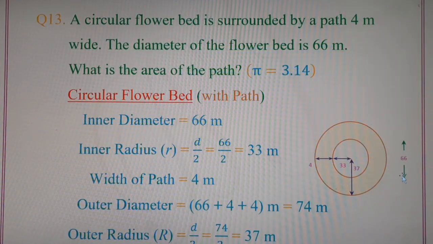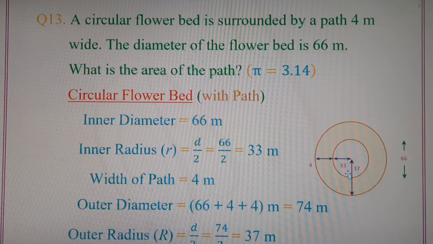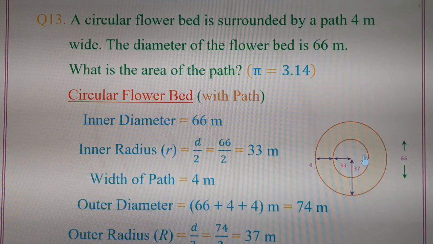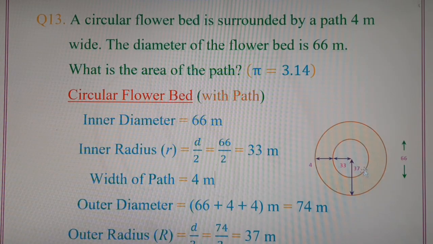The diameter of the flower bed is 66 meter. That means the inner region, the circular flower bed which is in the middle, has a diameter of 66 meter. And we have to find the path area surrounding the flower bed. The surrounding path around the flower bed has a width of 4 meter. We have to find the area of this path.